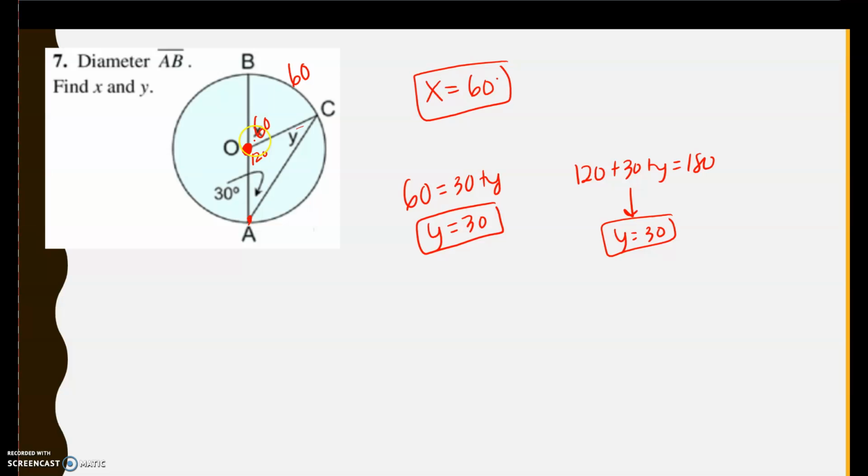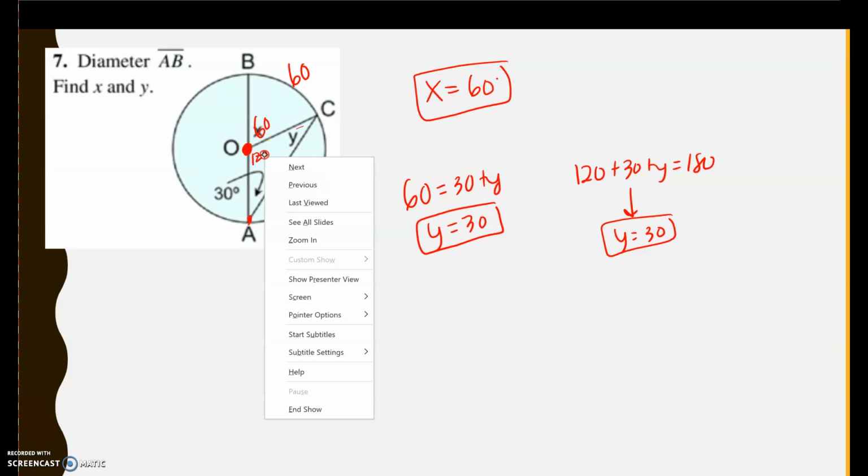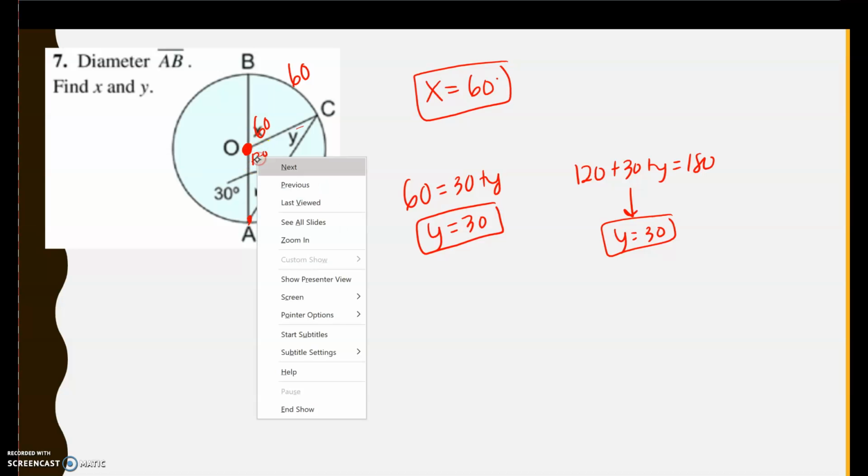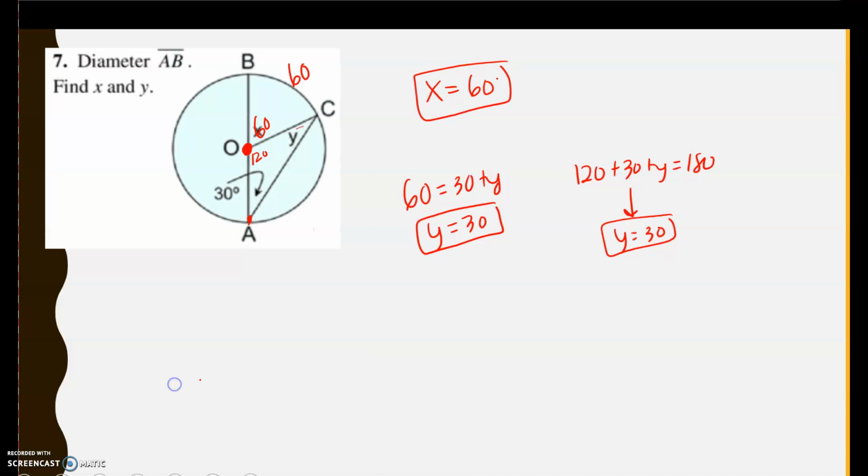Or if we noticed that OA and OC are both radii in my circle, and if they are both radii, that means they have the exact same length, which means you have an isosceles triangle, and base angles are congruent. So just from that, you can get y is equal to 30. So however you want to do this, there's different ways. The value of y comes out to be 30.